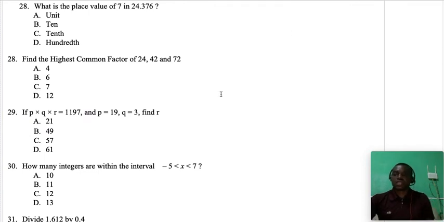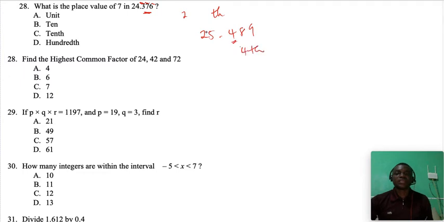Okay, so question 28. What is the value of 7 in 24.372? So you see that this is thousandth, this is hundredth, tenth, then ones. Why? Because after the point, any number that you have, you write it with th. So we have 25.489. You get it. So this 7 is tenth. This 7, because it's 76, so it is tenth.